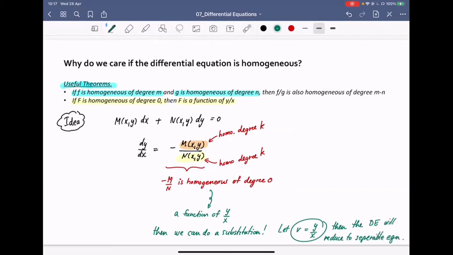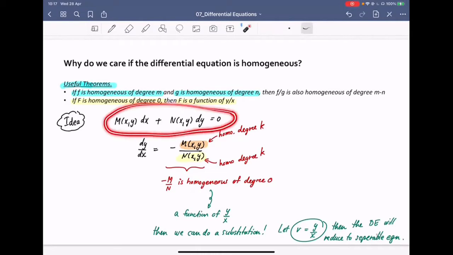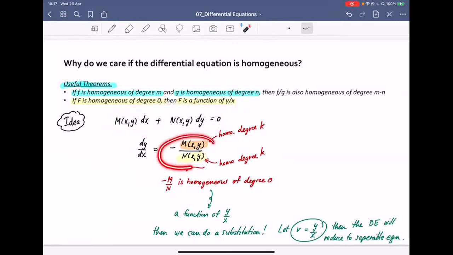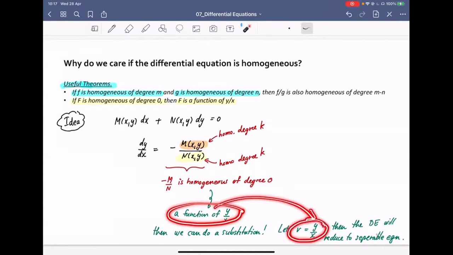This is the idea. Let me explain one more time. When you simplify the equation to that form, you know that the right hand side, negative m over n, is going to be homogeneous of degree 0. By the theorem, if a function is homogeneous of degree 0, that function is a function of y over x. Then you can make a substitution v equal to y over x, and everything turns into a separable equation. All right, let me summarize one more time.